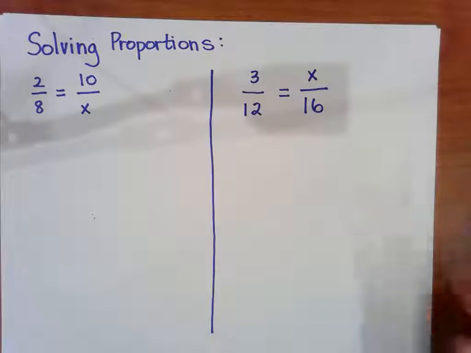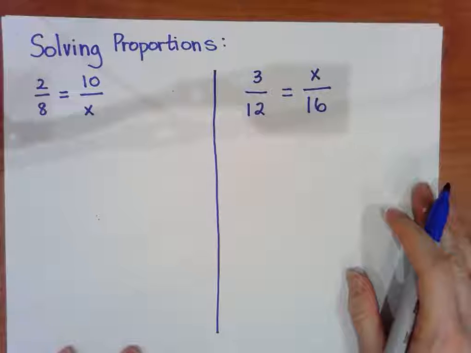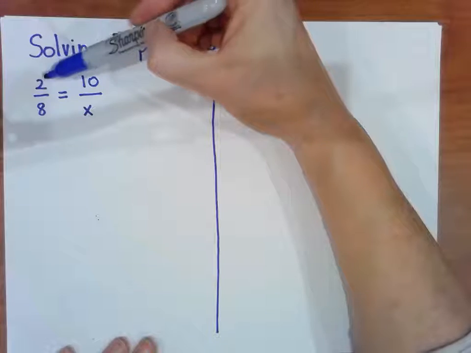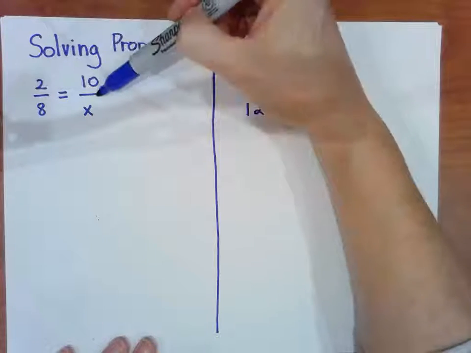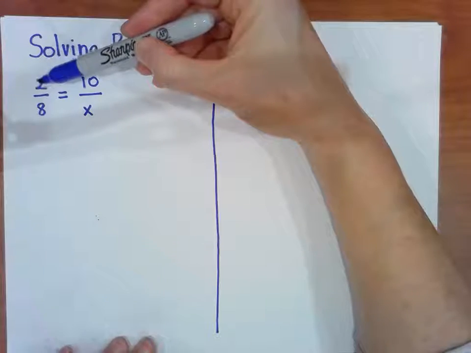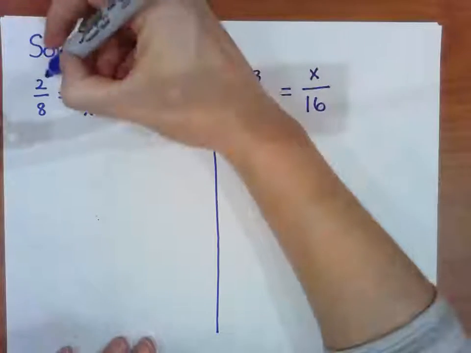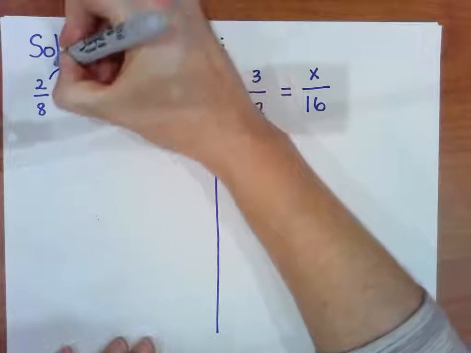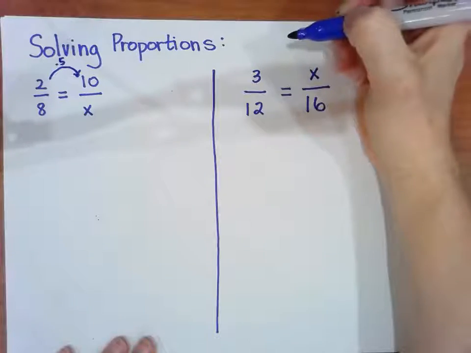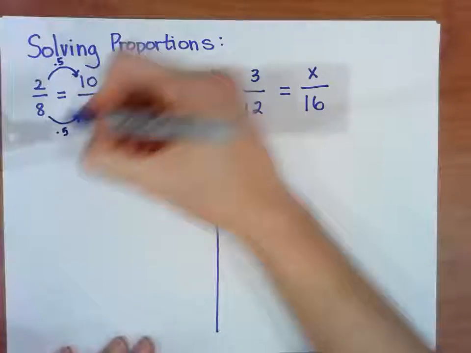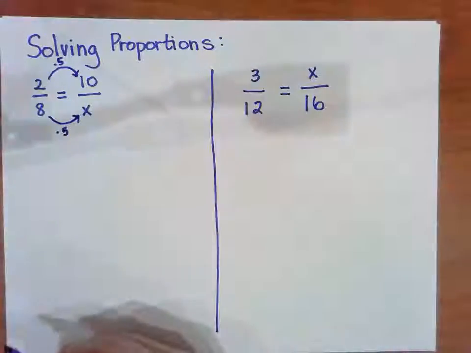Okay. So, what we can do on this kind of a problem is sometimes we can almost do this by inspection and look, okay, well, what would make these equivalent fractions? What did I have to multiply 2 by to get 10? Well, here I would have had to multiply by 5. Okay, so if I multiply this one by 5 as well, then I should get whatever x is.